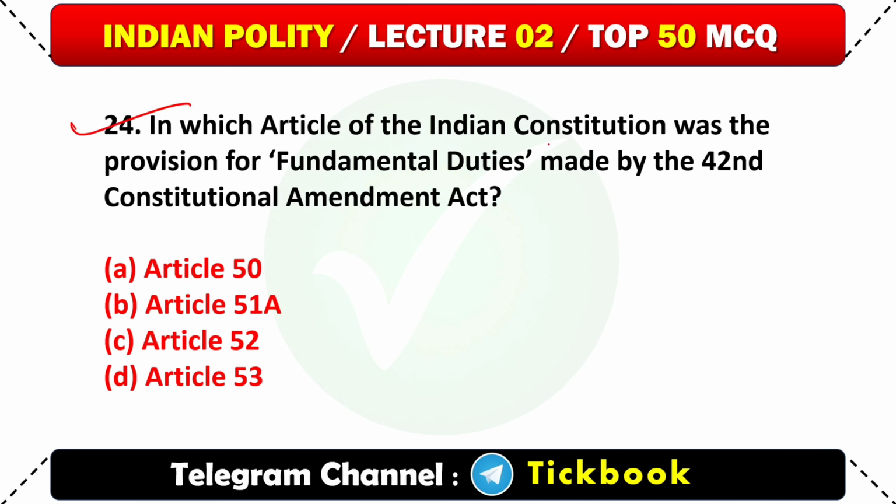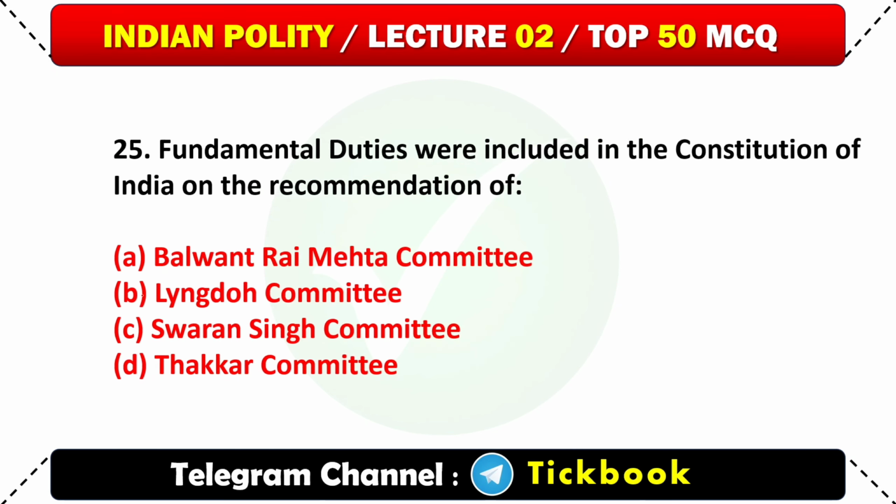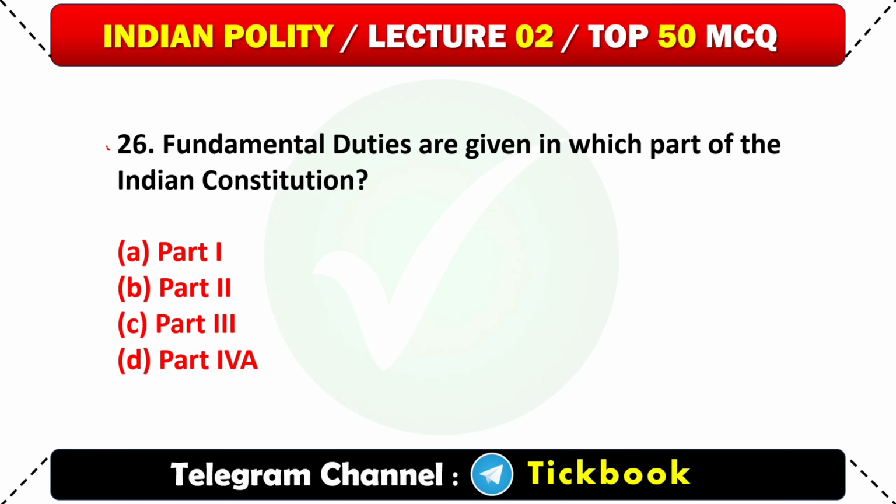24, in which article of the Indian Constitution were the provisions for fundamental duties made by the 42nd Constitutional Amendment Act? Option number B, Article 51A. 25, fundamental duties were included in the Constitution of India on the recommendation of the option number C, Swaran Singh Committee. 26, fundamental duties are given in which part of the Indian Constitution? Option number D, Part 4A.